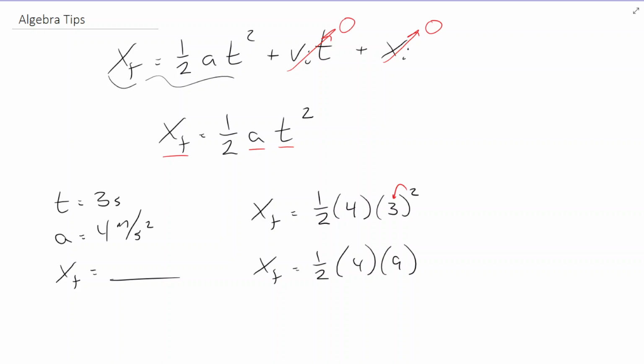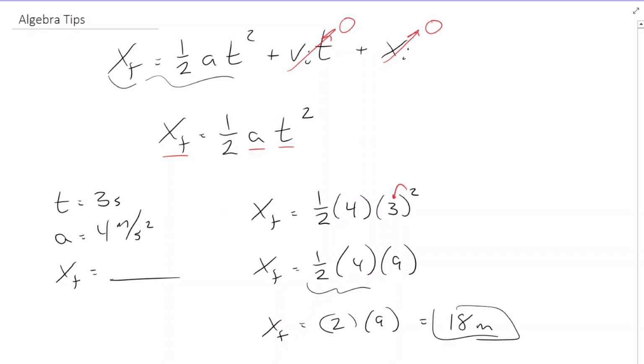In my calculator, I can type in 1/2 times 4 times 9 to get a value. I could also just evaluate 1/2 times 4. Well, that's equal to 2. So I have 2 times 9, right? So the nice thing about algebra is we can do steps in any order. Some of you guys are going to see things that in your head you can evaluate more easily. But at the end of the day, I would get 18 meters as my final position if I started at 0, accelerating at 4 meters per second squared for 3 seconds.